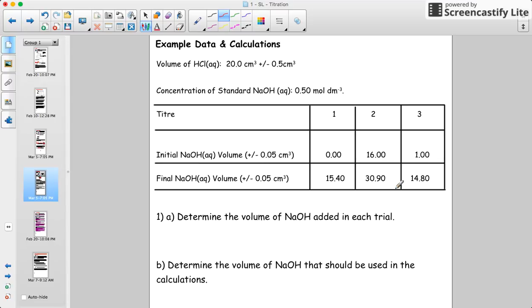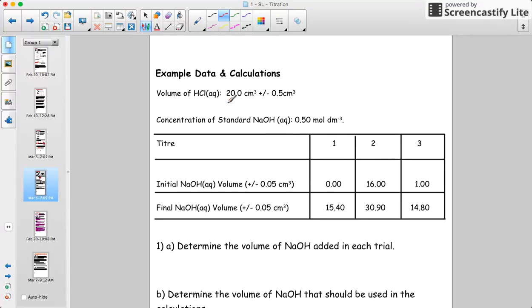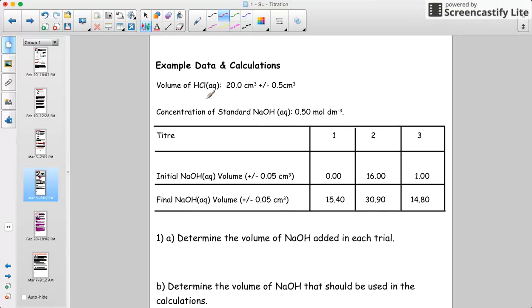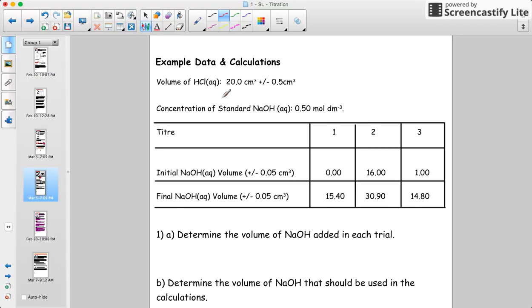So to continue on and practice one titration example, we're going to look at this sample data. For the reaction that we've already gone over, NaOH plus HCl makes NaCl and water. If you started off with HCl, a volume of 20 plus or minus 0.5 cm cubed, this would be the solution in the flask that's being titrated. We don't know the concentration of HCl, but we do know how much we're starting with, 20 cm cubed.